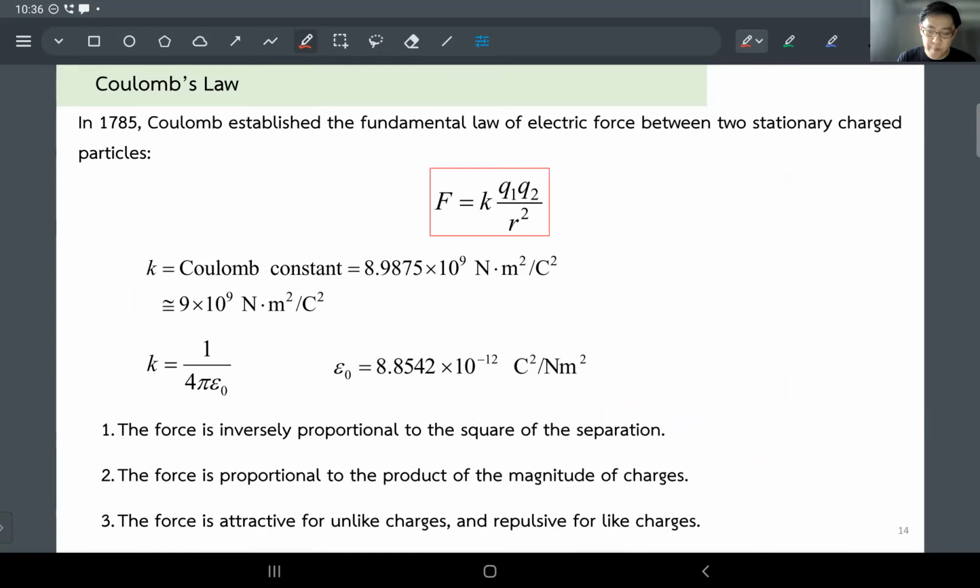So here we go. It's time for our official announcement of the Coulomb's law introduction over here. It's right now.